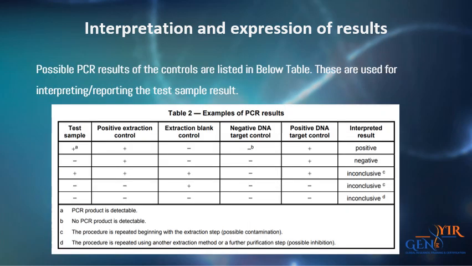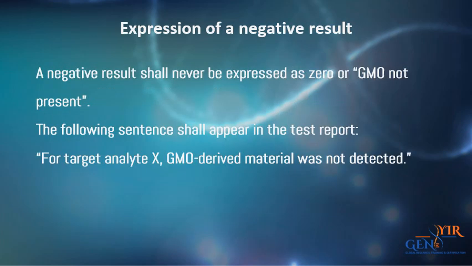Possible PCR results of the controls are listed in the below table. These are used for interpreting and reporting the test sample result. All testing steps and results shall be recorded. Expression of a negative result. A negative result shall never be expressed as 0 or GMO not present. The following sentence shall appear in the test report. For target analyte X, GMO-derived material was not detected.